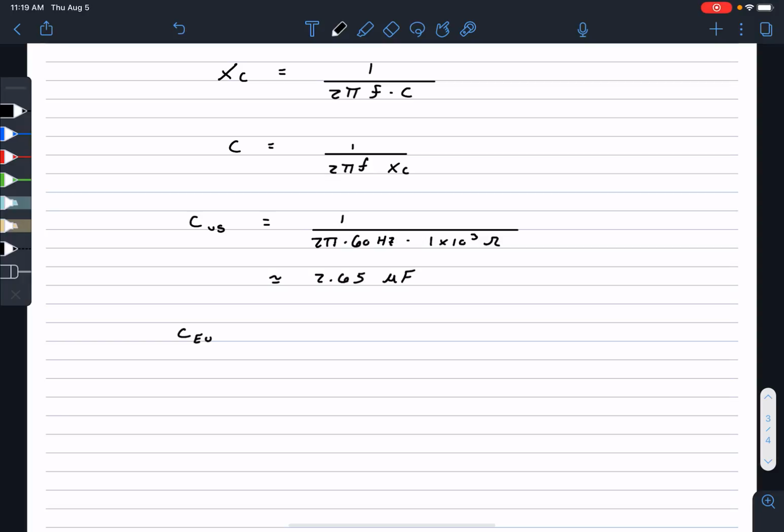Capacitance for Europe, do the same thing, but we just change the frequency. 50 hertz times 1 times 10 to the 3 ohms, and this gives us a value of 3.18 microfarads. So for the United States, the capacitance should be 2.65 microfarads, and for the European standard, it's 3.18 microfarads, provided that our reactance is at this value of 1 kilo ohm. Next problem, number 11.